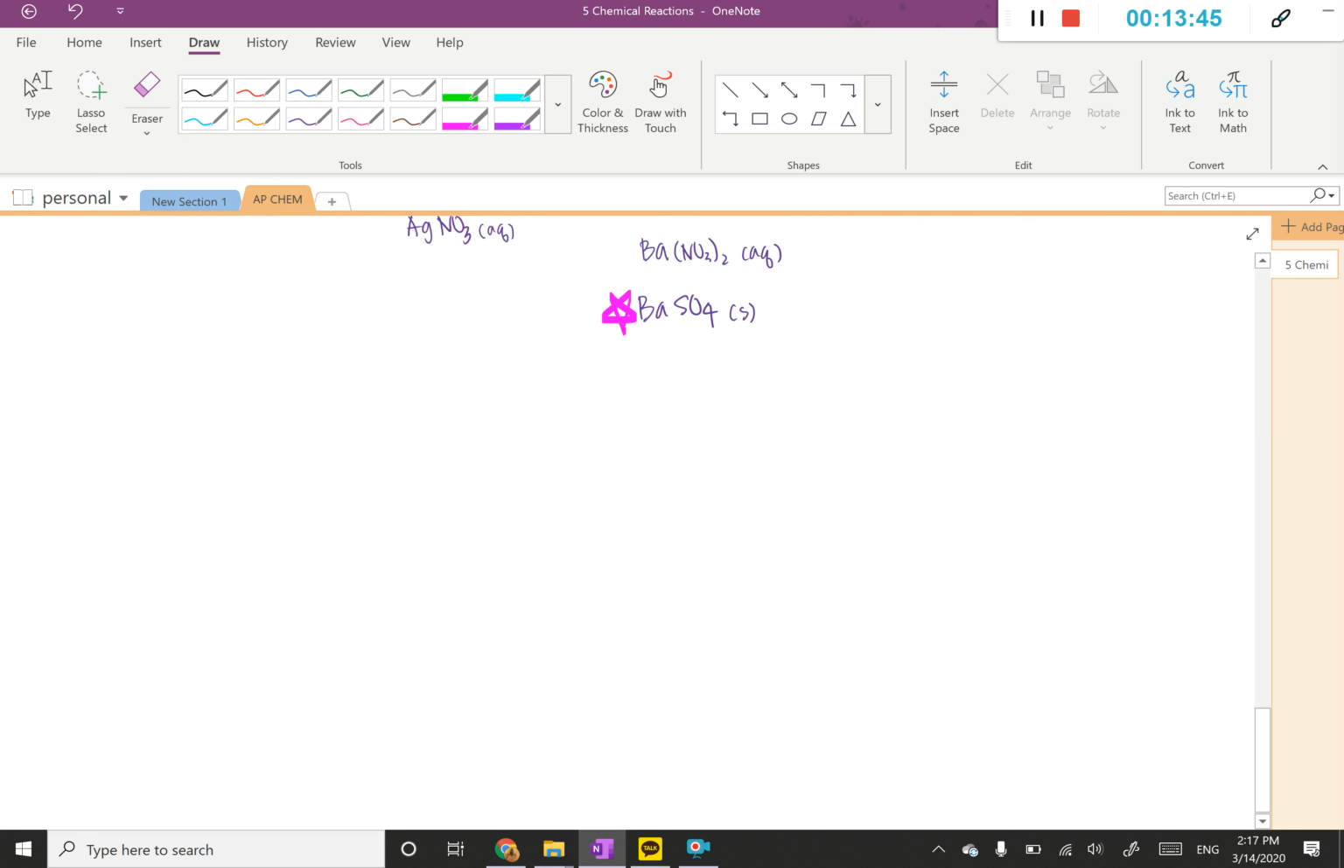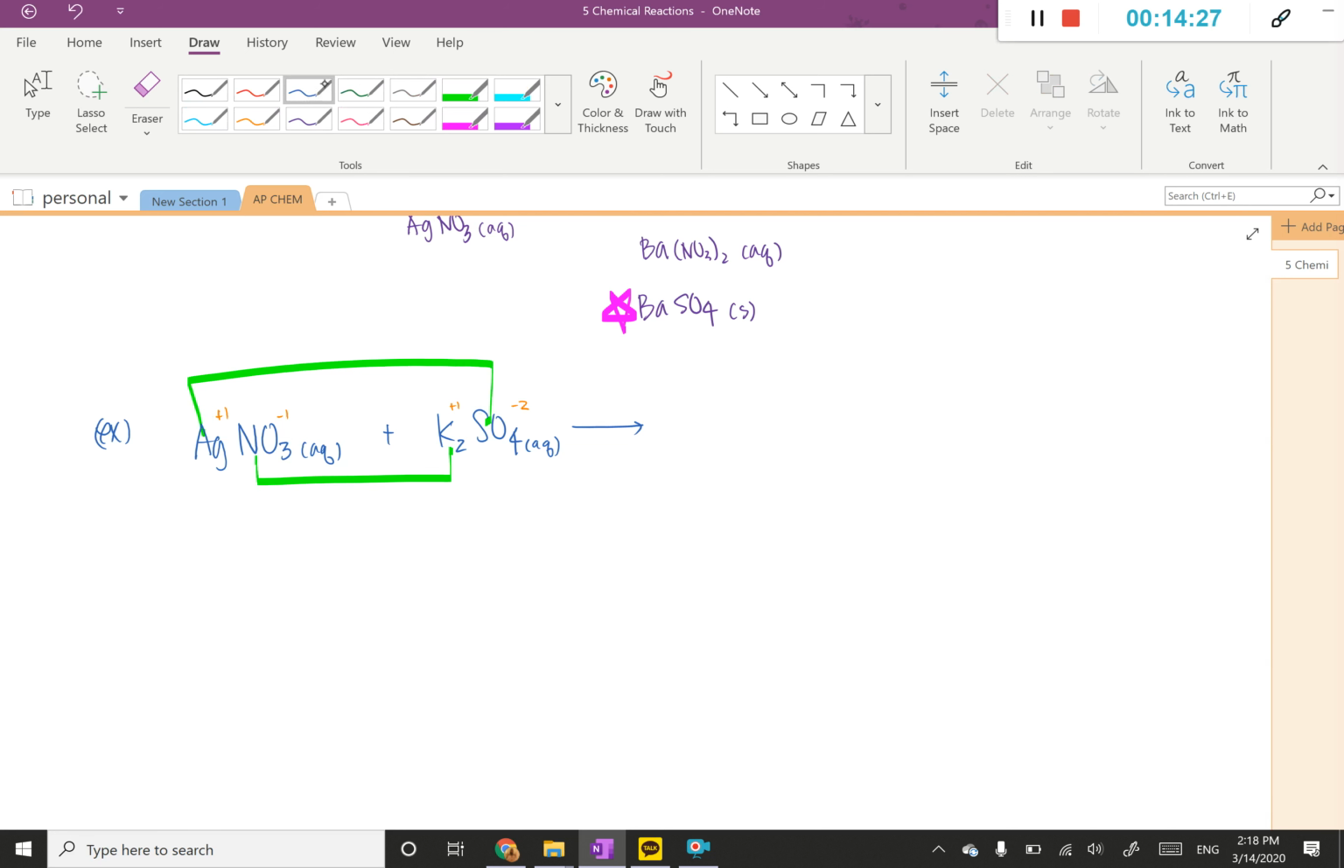Now that you know how to do these, let's do an example of a double replacement reaction. So for instance, if I have silver nitrate, aqueous, plus potassium sulfate, what I'm going to do first is look at these and say, okay, it looks like all of these are ions, right? So I'm going to write the charges just to make my life easier, so I know which ones are going to be pairing up with which ones. Outside with the outside, inside with the inside is how they are usually paired up.